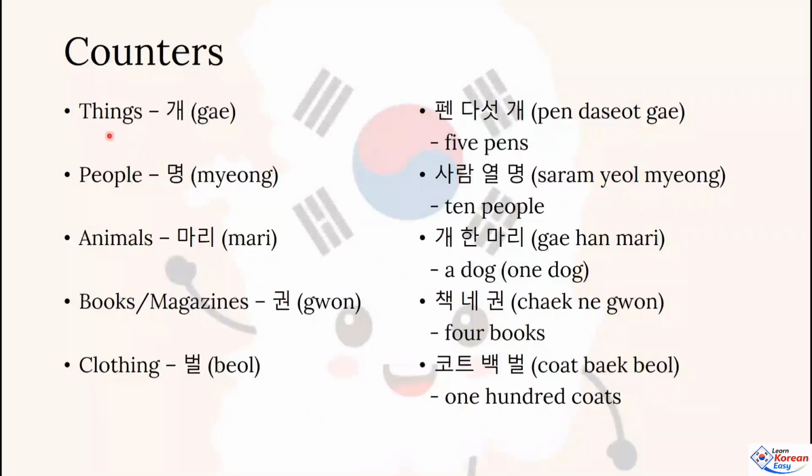So for things, we say 개. The number and 개. So let's say, for example, 5 pens. Then we say pen 5개. Yeah, pen 5개. Or like 2 computers. We say 컴퓨터 2개. Well, you say 2대, but 2개 is fine too for learning. Okay, so next one.